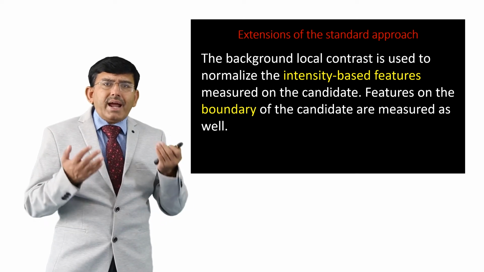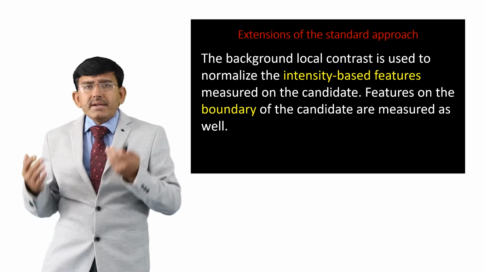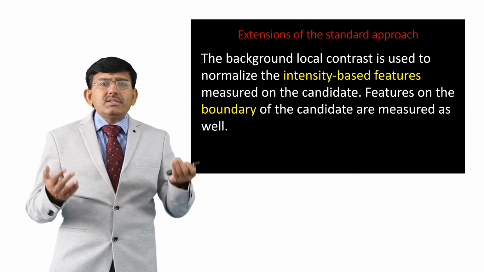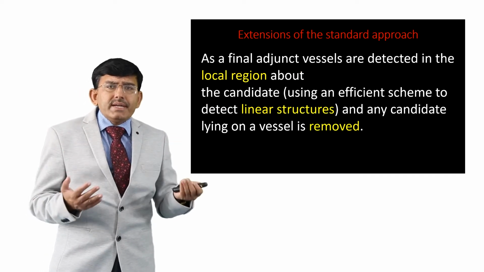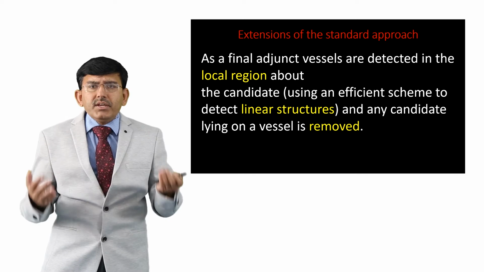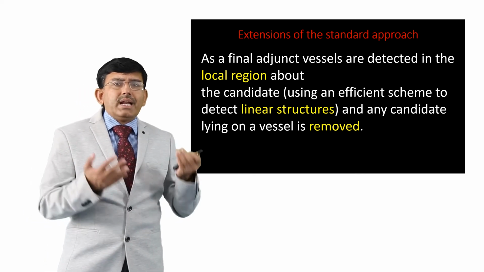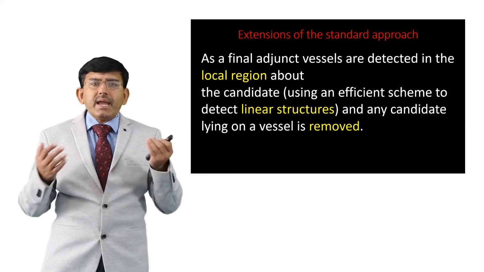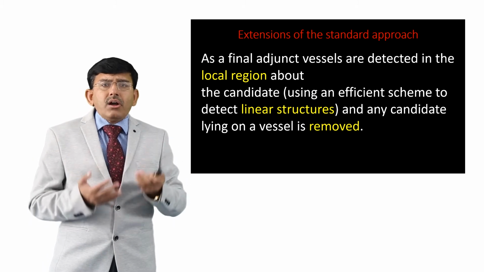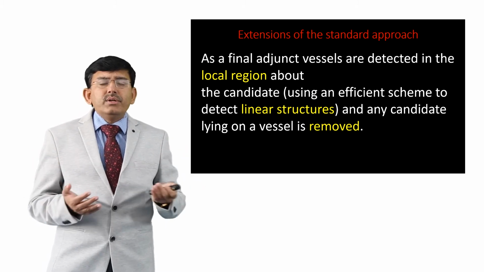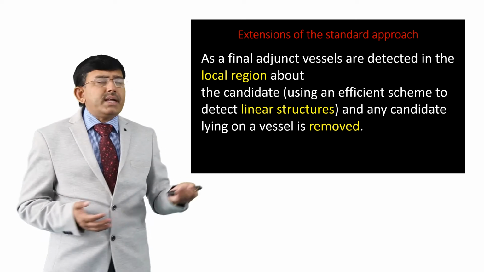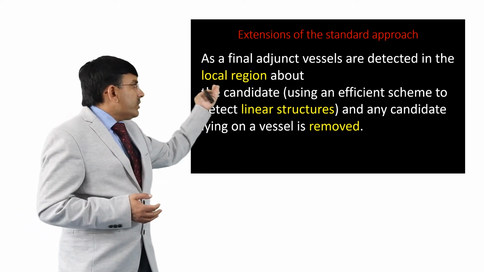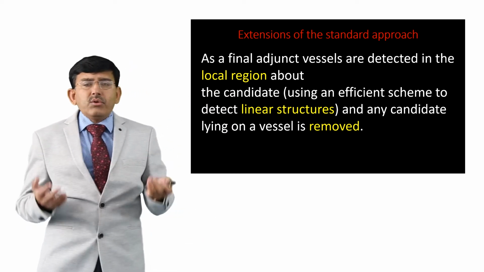As a final adjunct, vessels are detected in a local region about the candidate using an efficient scheme to detect linear structure, and any candidate lying on a vessel is removed. This type of constraint was followed to get higher accuracy.